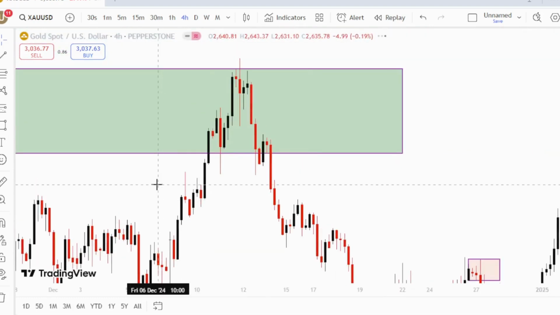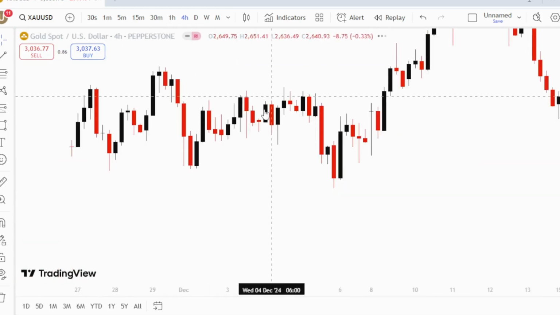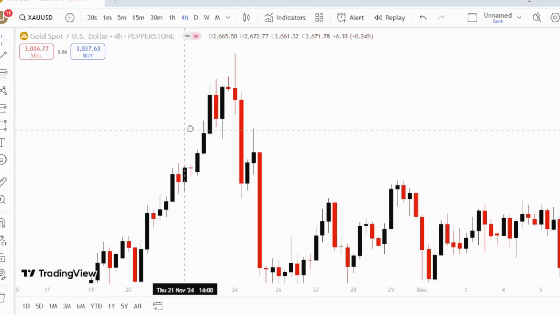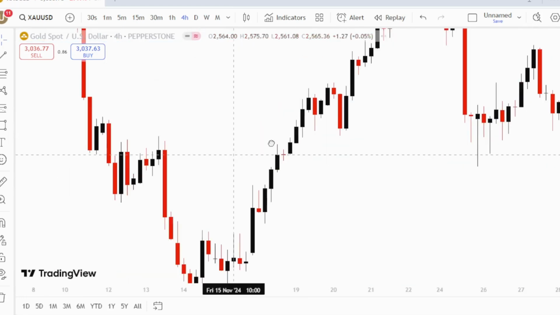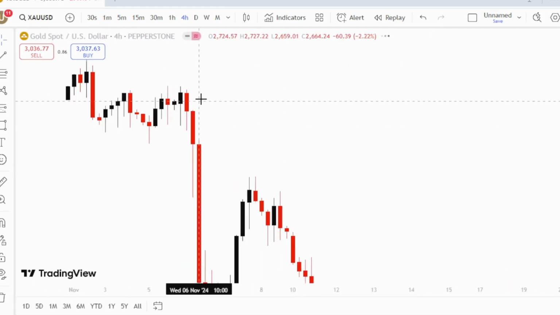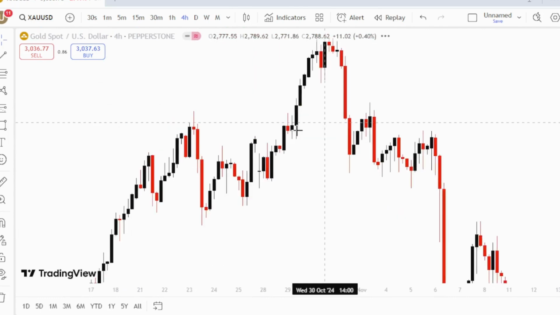Let's look for more examples. Hopefully we'll be able to see, there are several situations like that where the next candle that returns. Okay, so let's see.